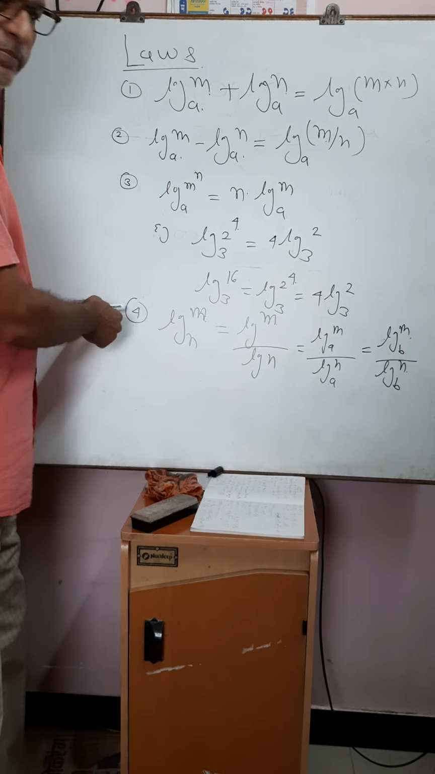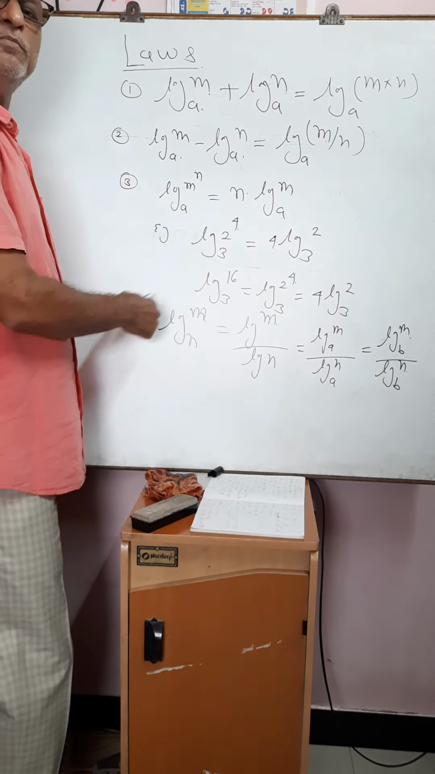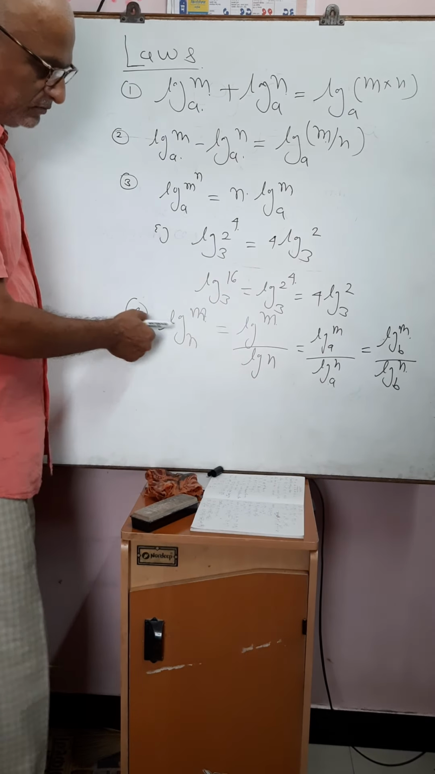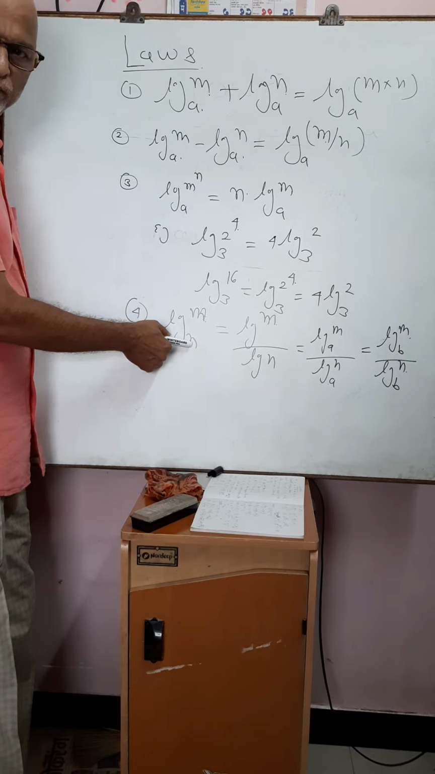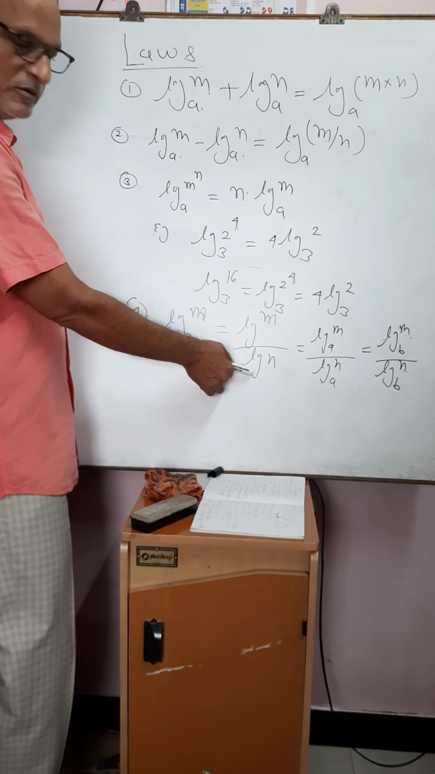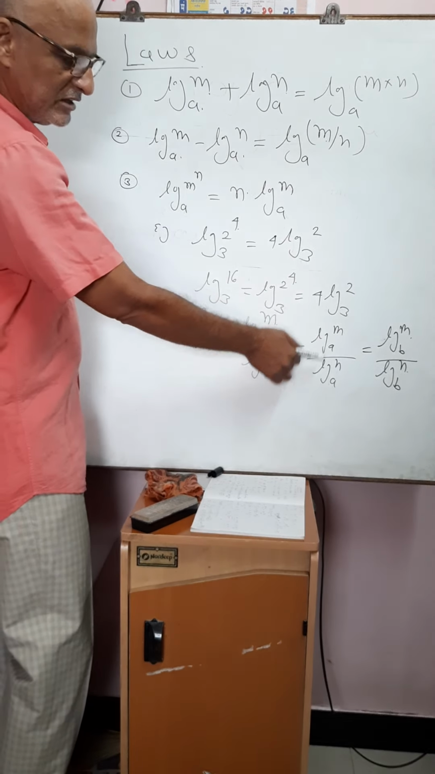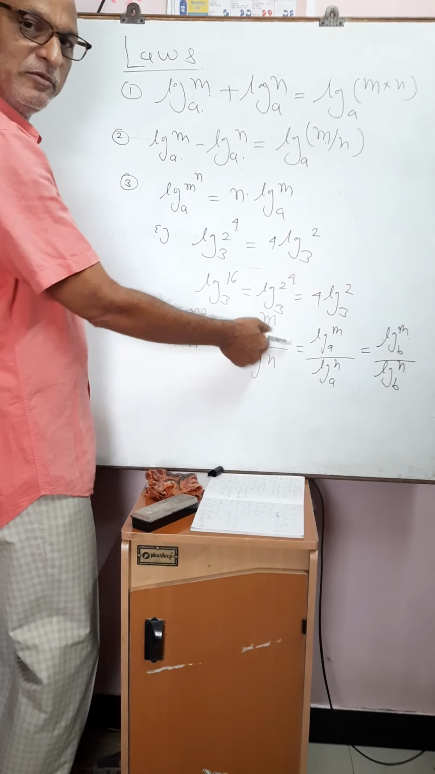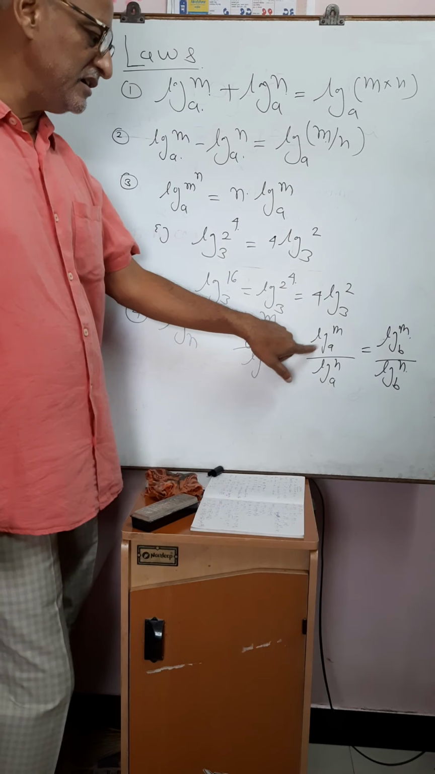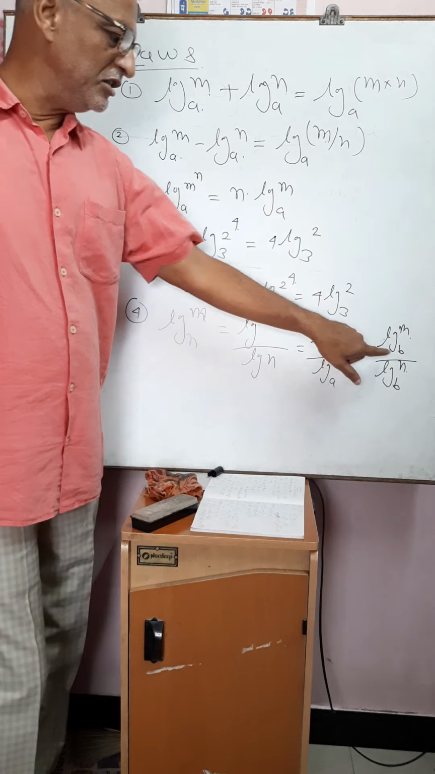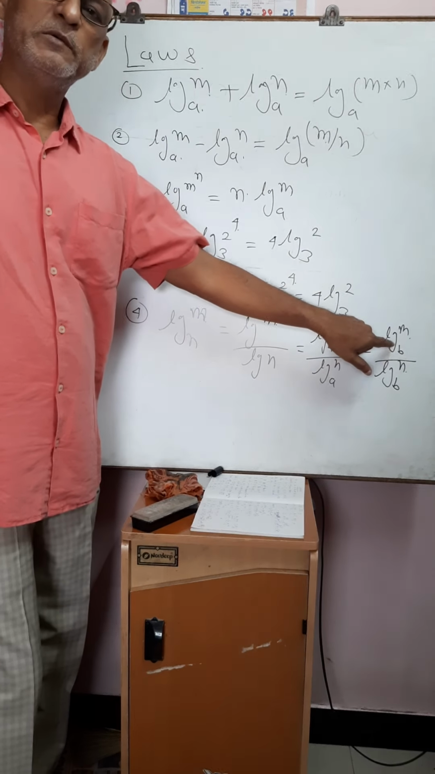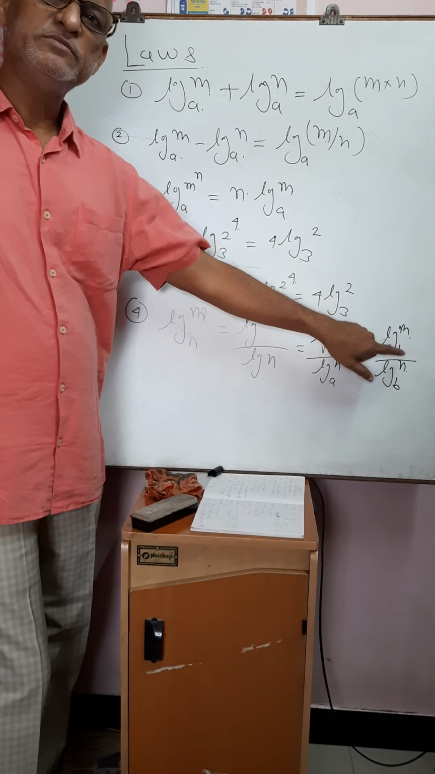This fourth law particularly is called the change of base law, क्योंकि यहाँ पे see here the base is n. In the second case the base is not mentioned. In the third case we have written that our requirement is a. हम लोगों का requirement था a base a लेने का, इसलिए हम लोगों ने a base लिया है. In the fourth case, since our requirement is b, we have taken the base b.